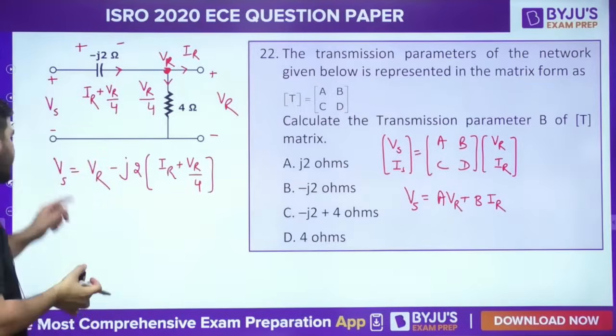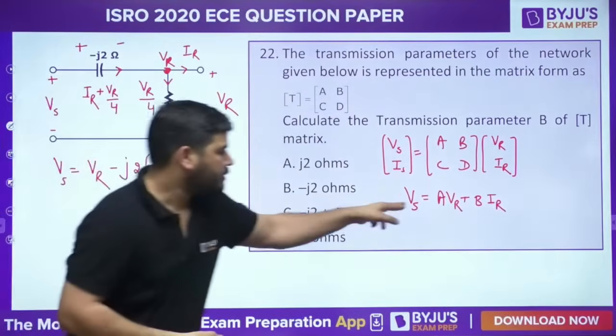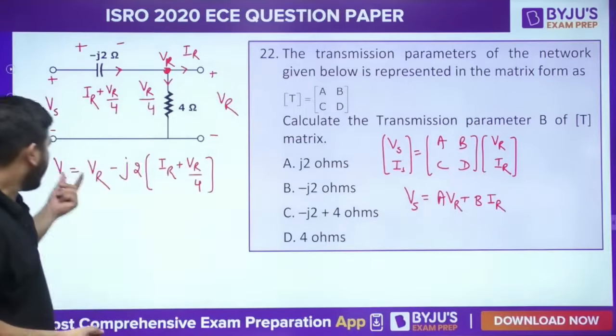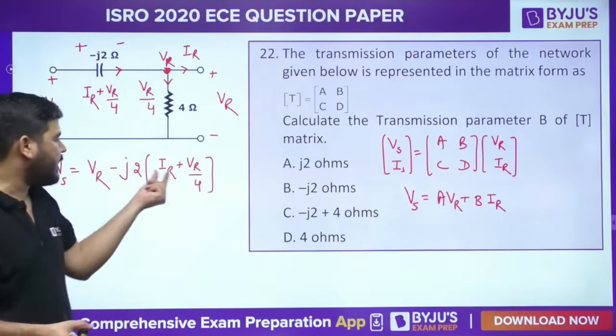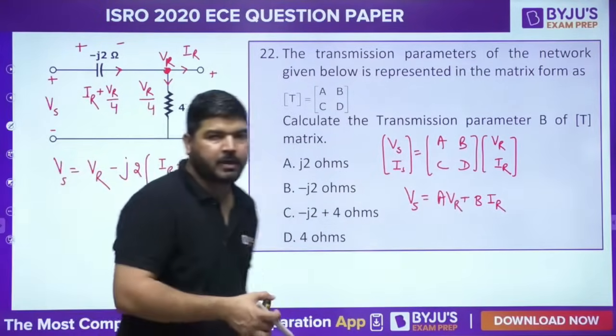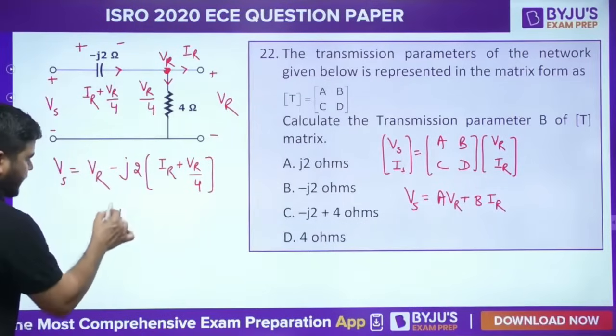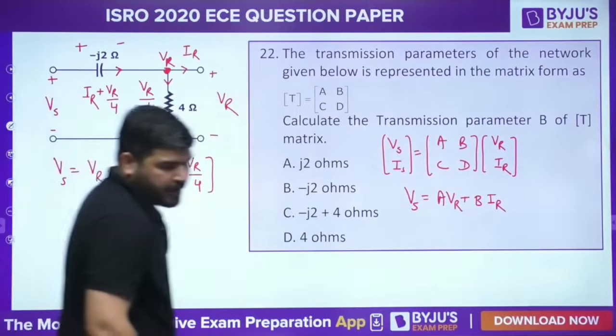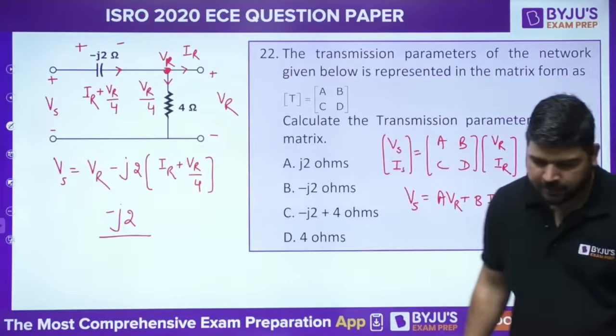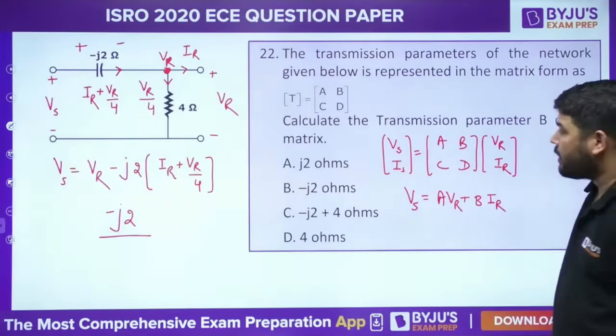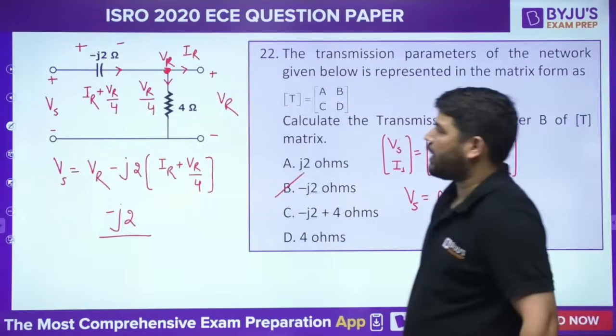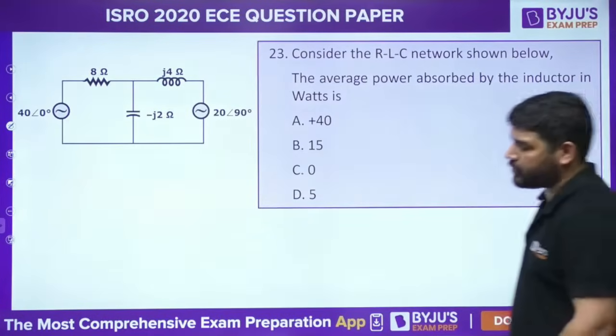Now this equation is in terms of VR and IR, and we want the coefficient of IR only. So the coefficient of IR is minus J2. So B is minus J2. This question was again very simple. So the answer is minus J2 ohm. The answer is Bombay. Let's come to the next question, guys.